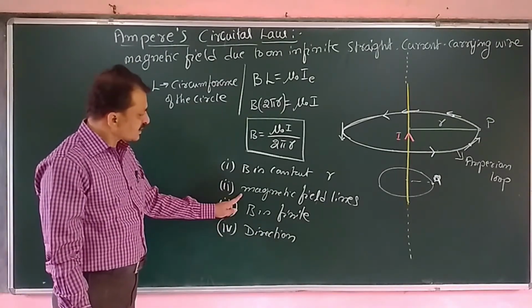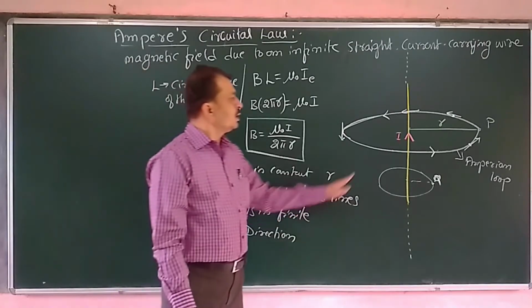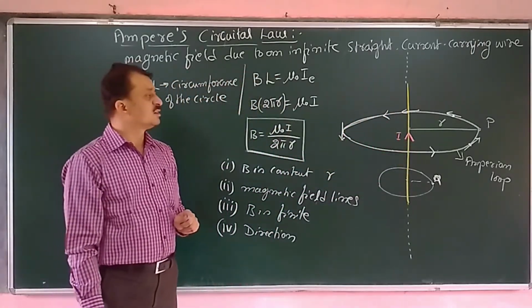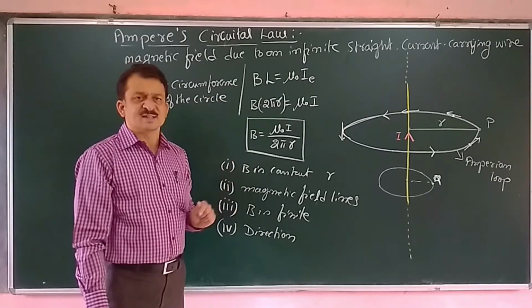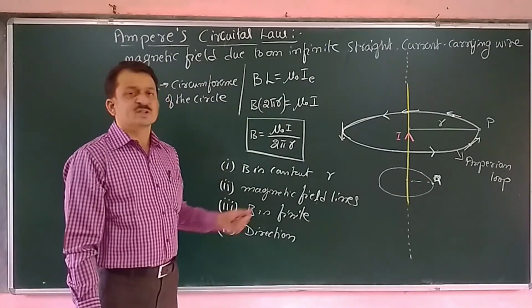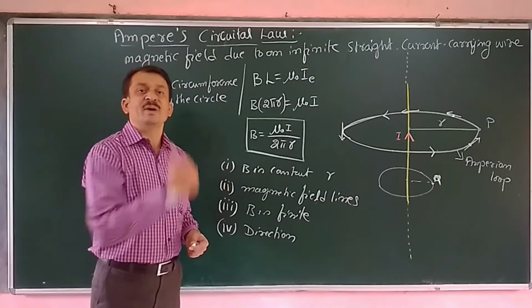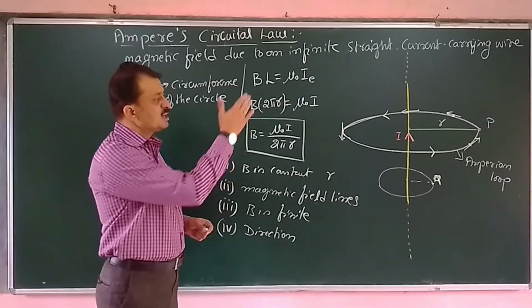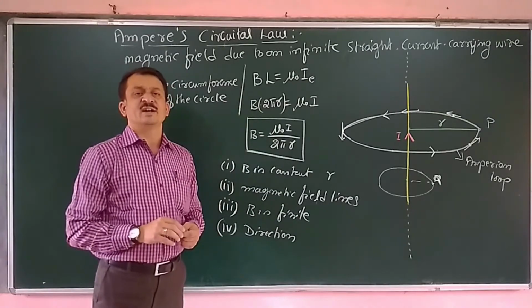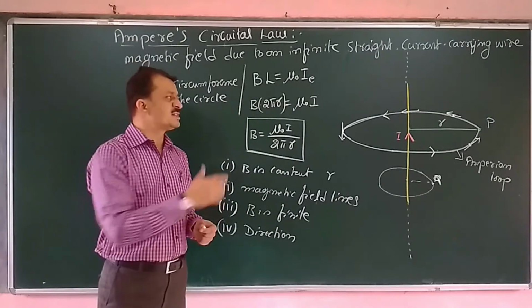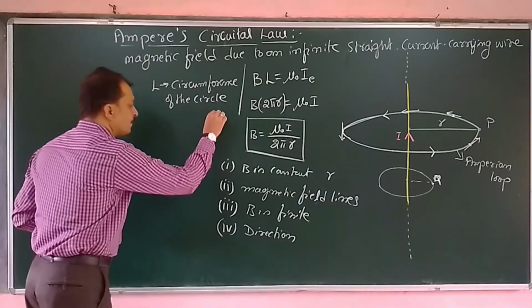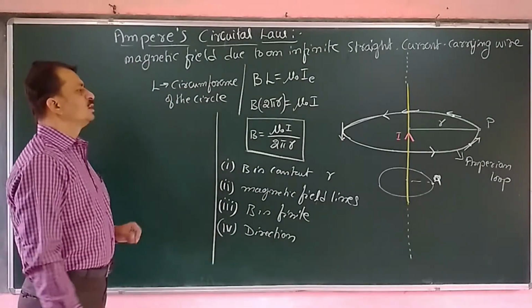And one more thing, in the second point, these form concentric circles. So therefore, this Amperian loop has cylindrical symmetry here. They form a cylindrical symmetry. Okay? These are the four results.